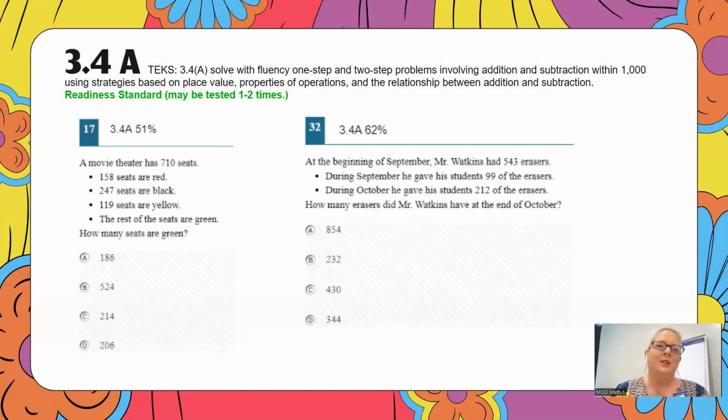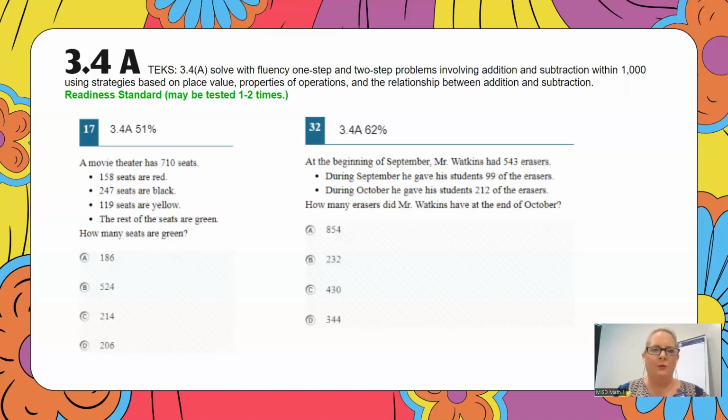So the TEK reads, solve with fluency one-step and two-step problems involving addition and subtraction within 1,000 using strategies based on place value, properties of operations, and the relationship between addition and subtraction. Now notice it doesn't say that we have to have the students memorize the properties of operations. We're just using those things: place value, properties, and the relationship between addition and subtraction.